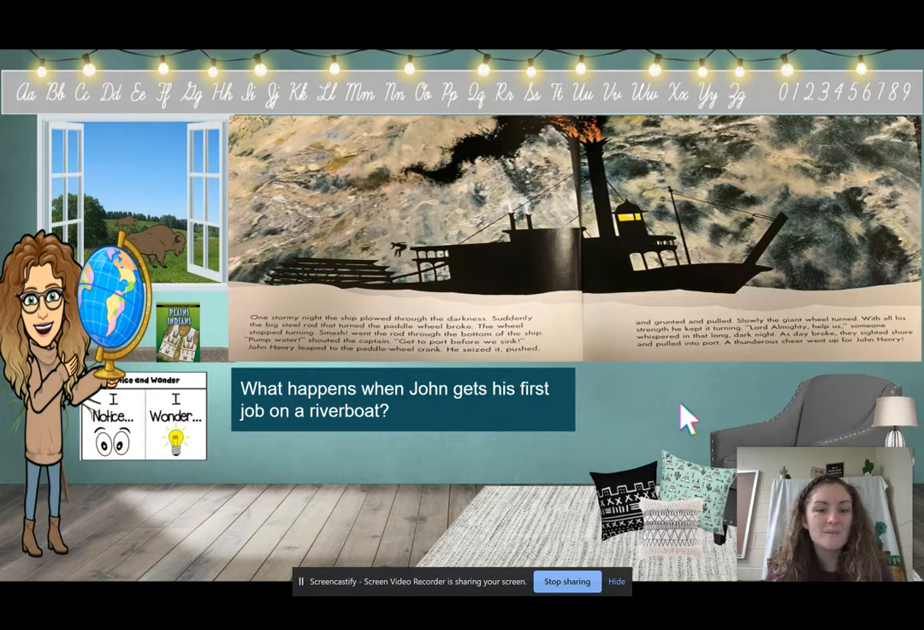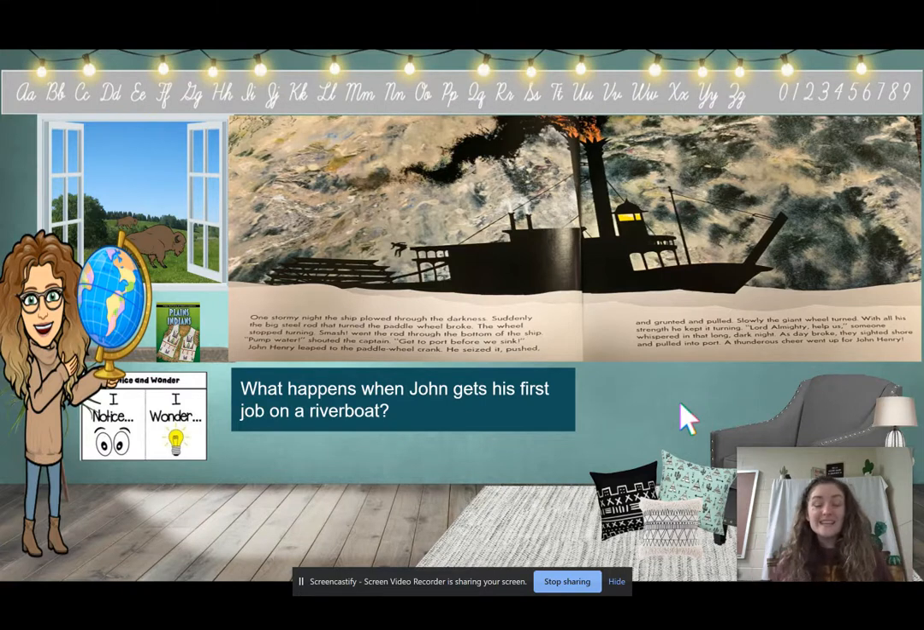One stormy night, the ship plowed through the darkness. Suddenly, the big steel rod that turned the paddle wheel broke. The wheel stopped turning. Smash went the rod through the bottom of the ship. Pump water, shouted the captain. Get to port before we sink. John Henry leaped to the paddle wheel crank. He seized it, pushed and grunted and pulled. Slowly, the giant wheel turned. With all his strength, he kept it turning. Lord Almighty, help us, someone whispered in that long, dark night. As day broke, they sighted shore and pulled into port. A thunderous cheer went up for John Henry.